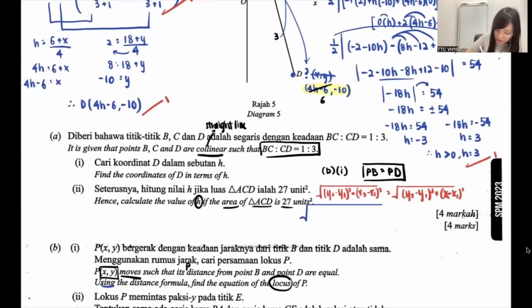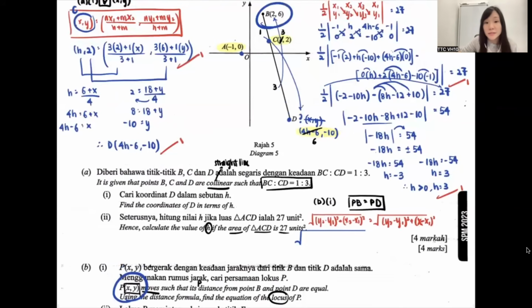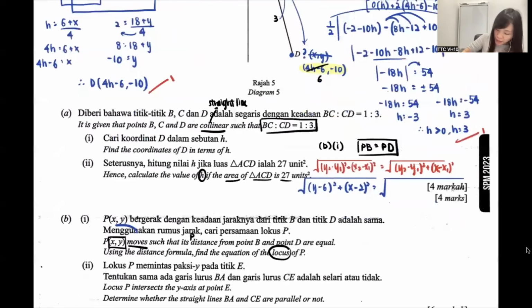Okay, so now on the left side, I'm doing PB. So P coordinate is (x, y). B coordinate is (2, 6). You can see, right, my dear? So (y minus 6) squared plus (x minus 2) squared. Then another one, PD. So PD is this one and this one, okay? (y minus negative 10) squared plus (x minus 6) squared.